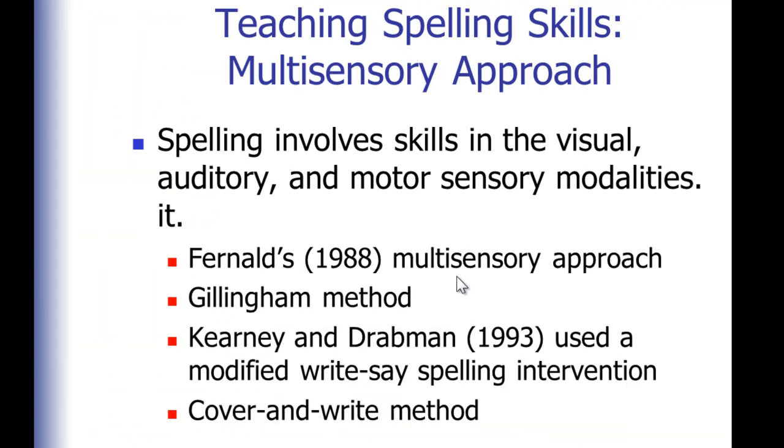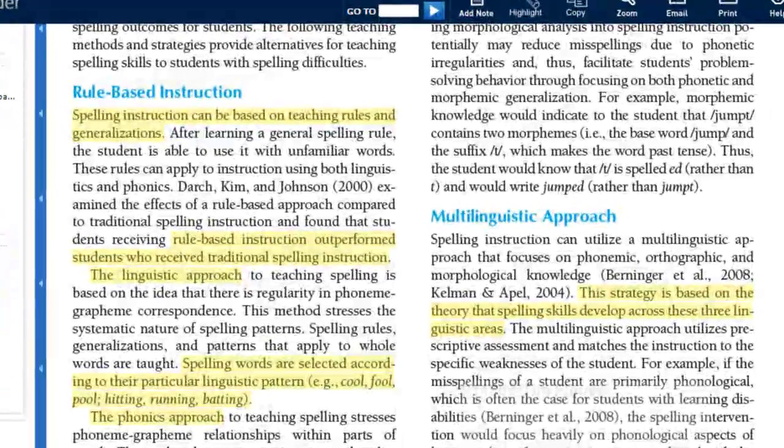Now this multisensory, some of this you're familiar with, but I'm going to ask you to help me with this. It involves visual, auditory, motor. And I still think this is, especially with kids with learning disabilities, how you want to approach spelling, is to bring all three together: seeing, hearing, touching, doing, multi. So first we have the Fernald, the Gillingham, the Kearney-Draveman from '93 used the modified write-say spelling, and then the cover-write method. Let's go back to the text and look at what those things are.